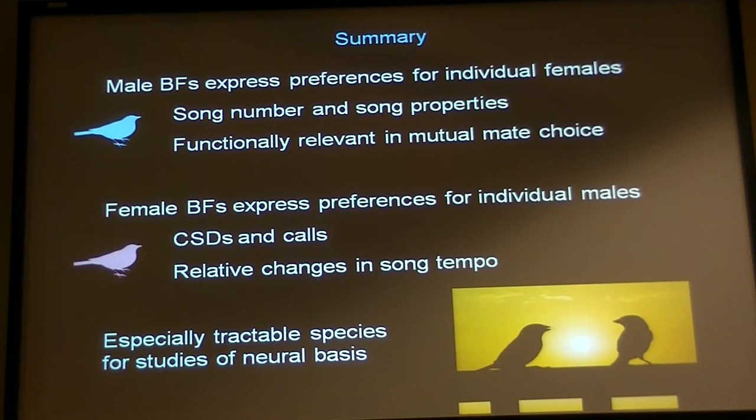So in summary, we've seen that these male Bengalese finches express preference for individual females. They are evident not only as the properties of the songs, but in addition to the number of songs that they perform. They're functionally relevant and they influence the evaluation of the females for what they believe is the quality of this song. Then the females express preferences for individual males. It's evident in both their copulation solicitation displays, which is this behavioral bedrock that allows us to understand that, and it is also evident in the number of calls that they perform. And it appears to be most strongly related to relative changes in song tempo. So we're pleased that we've got now this behavioral bedrock to go into the neurophysiological investigation of how this signal evaluation occurs.